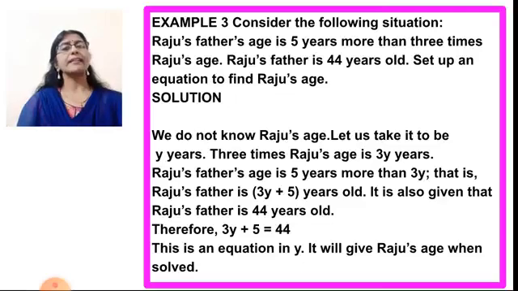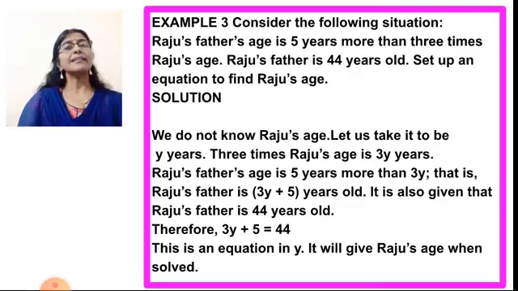Let us take Raju's age to be y years. Because you have to assign a variable. Before framing an equation, you have to assign a variable. Now here Raju's age is y years. Now 3 times Raju's age will become, 3 times means multiply. 3 will be multiplied by y. So you will get 3y years.